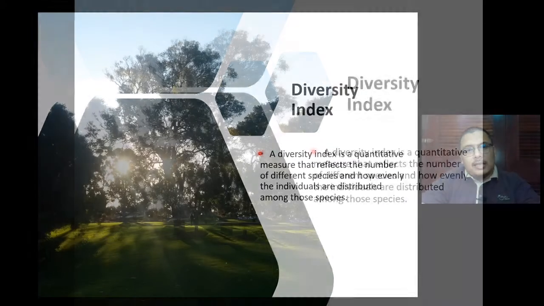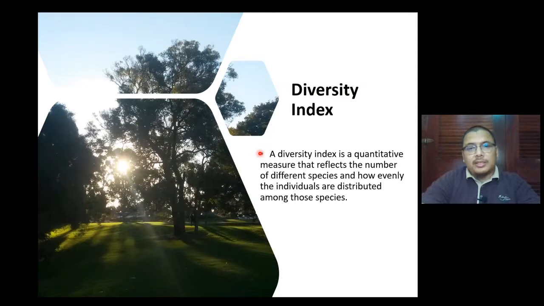A diversity index is a quantitative measure that reflects the number of different species and how evenly the individuals are distributed among those species. Typically, the value of a diversity index increases when the number of types increases and the evenness increases. Communities with a large number of species that are evenly distributed are the most diverse, and communities with a few species that are dominated by one species are the least diverse.